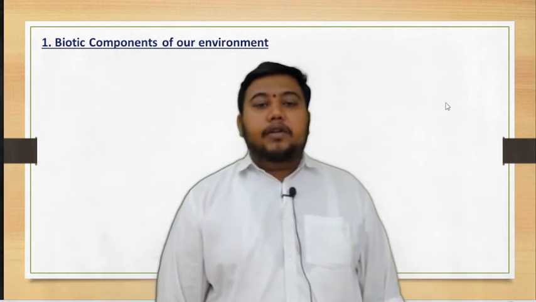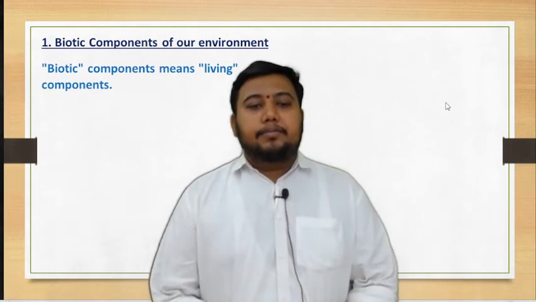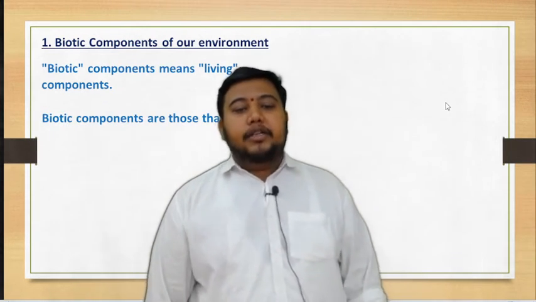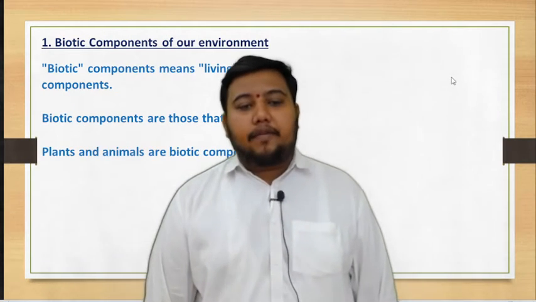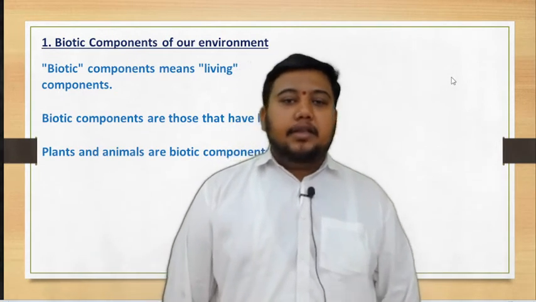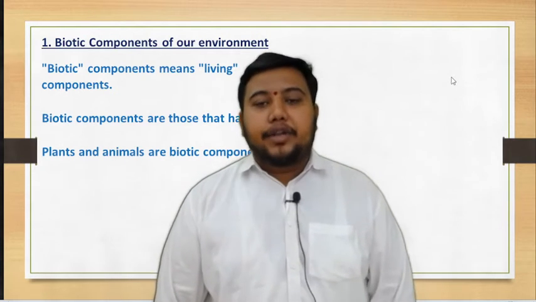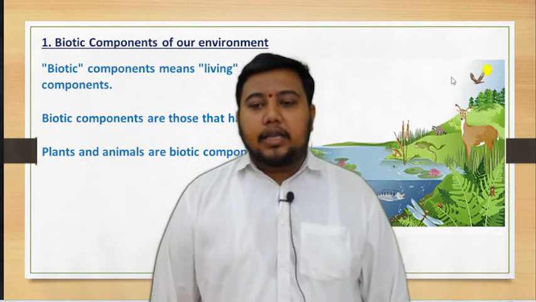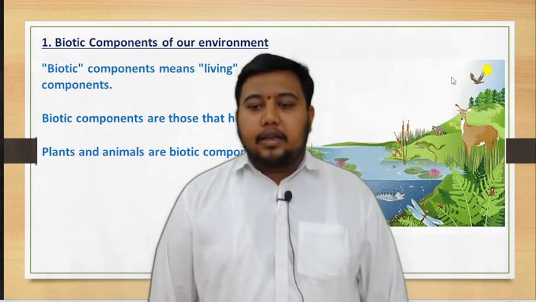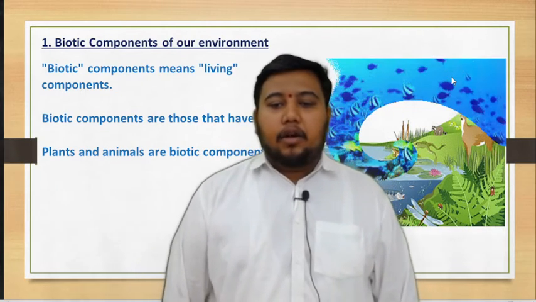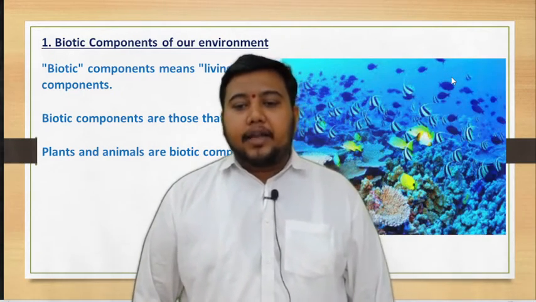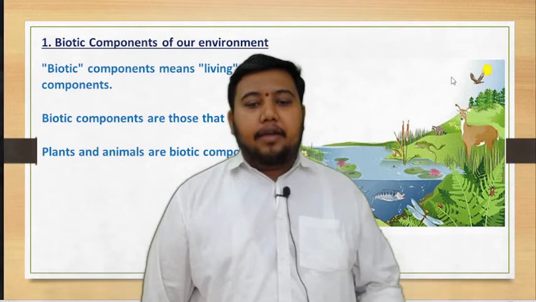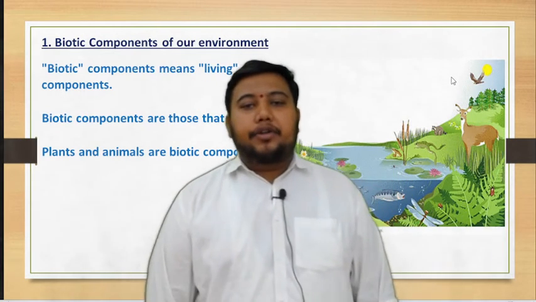Okay, so what is the meaning of biotic? Biotic component means living component, those that have life. Biotic components are those that have life. Examples: plants and animals are biotic components. See in this picture, the frog is there, deer is there, fish, all these are the biotic components. Aquatic animals are also there, aquatic plants are also there. So all these are the biotic components, meaning they have life.